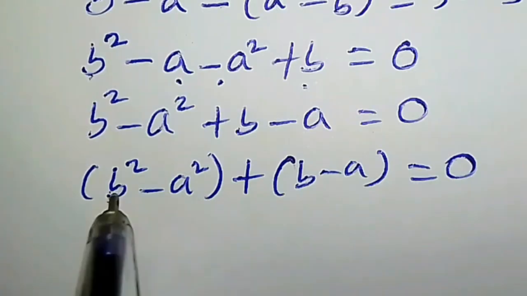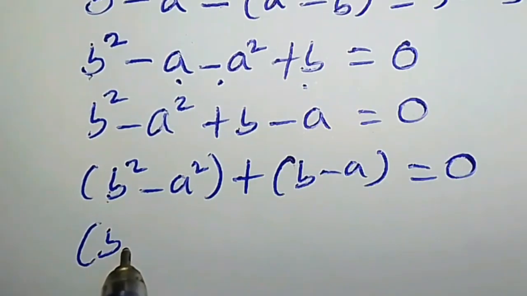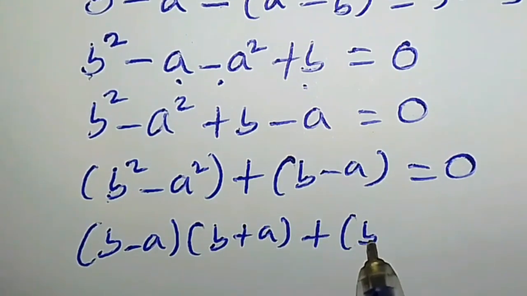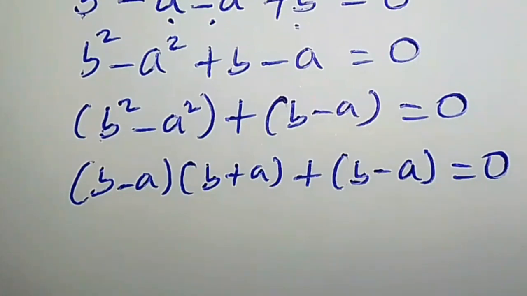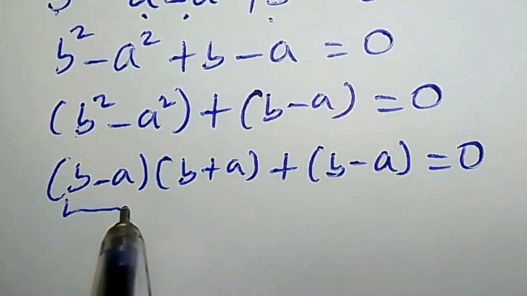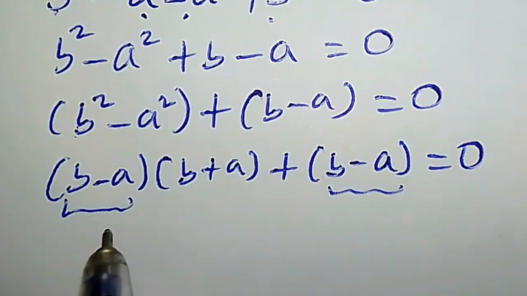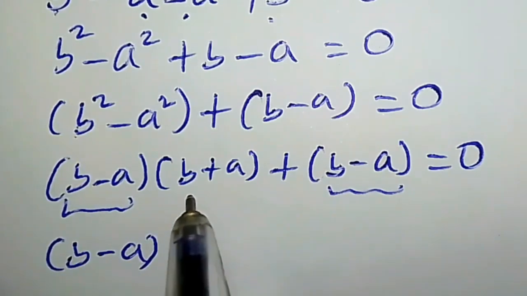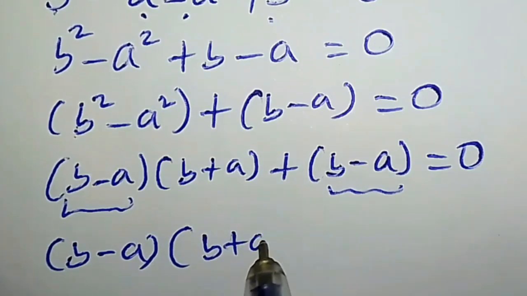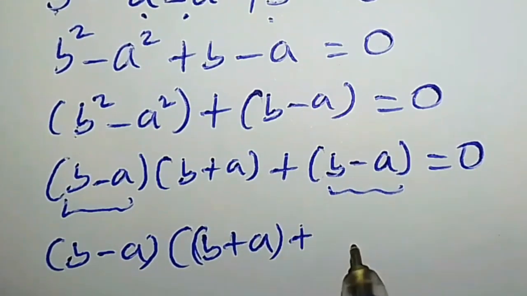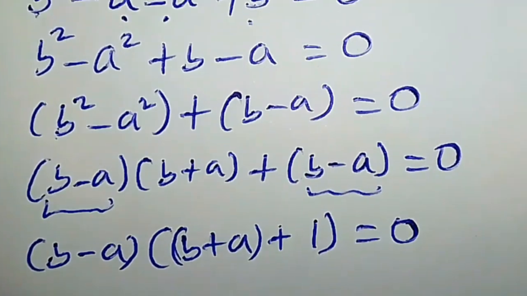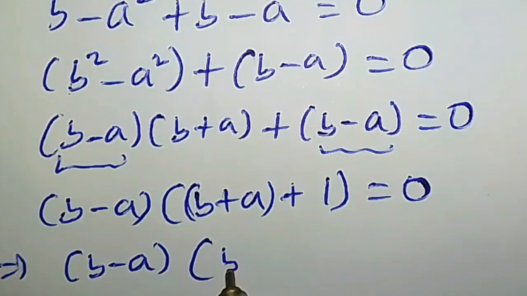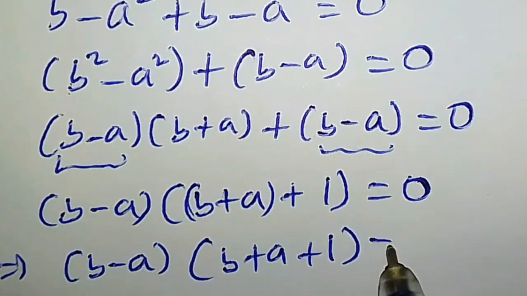Just for simplicity, b² − a² could be written as (b − a)(b + a), plus (b − a) equal to 0. What do you notice here? You will notice that we have b − a here. We also have it here. That means we can factor out b − a. Doing that, we have (b − a) times (b + a) plus 1 equal to 0. This implies that (b − a)(b + a + 1) = 0.